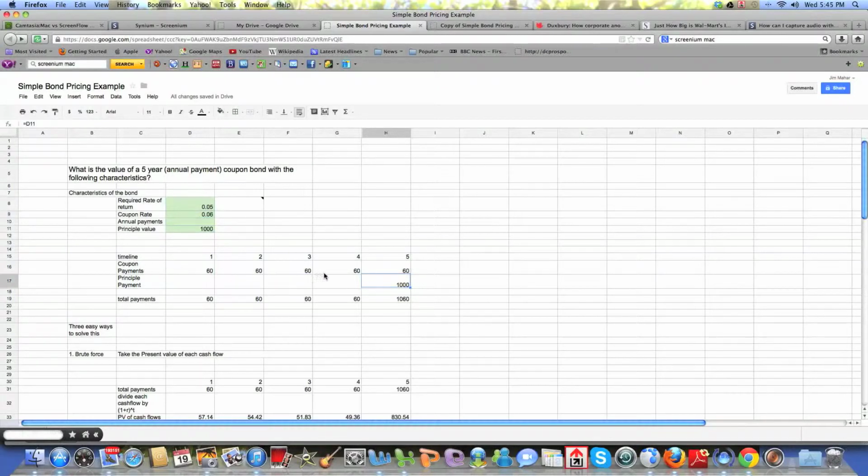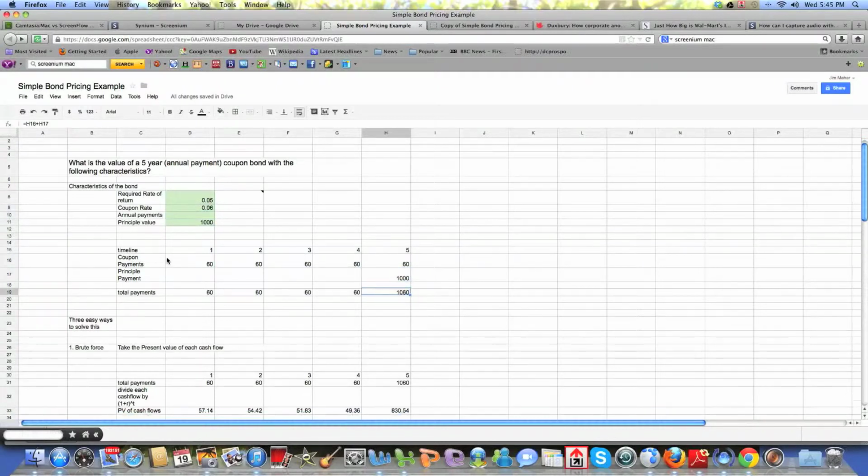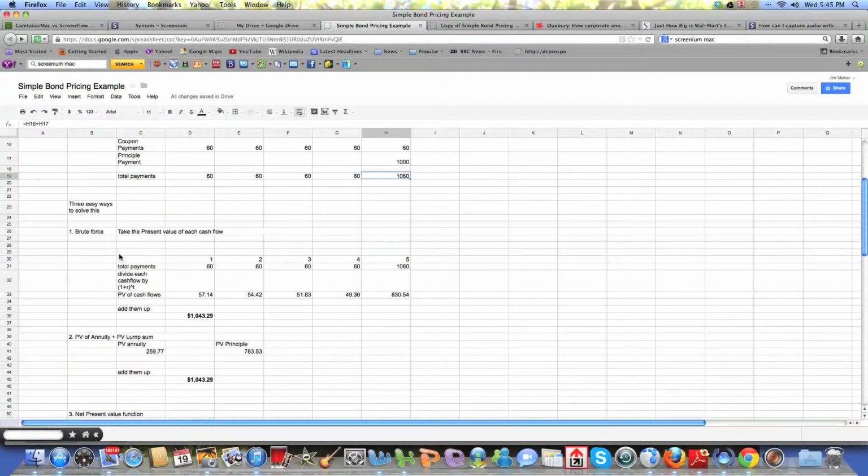So you add those two together if you want to. You can get the total payments per year, 60, 60, 60, 60, and 1060. Personally, I think the easiest way to do bond pricing is to look at the total payments. We are assuming all cash flows are made, so all promises are kept. There are no defaults. The first way to do it is what I call brute forcing it. You look at the timeline and take the present value of each of the cash flows and just add up the present values.